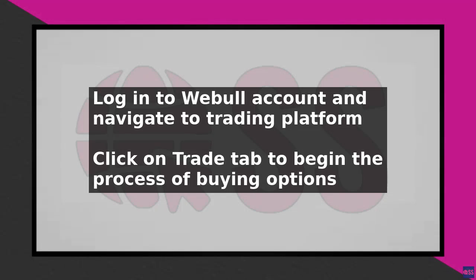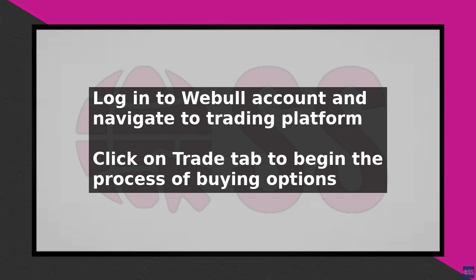To buy options on Webull desktop, start by logging in to your Webull account and navigating to the trading platform. Once logged in, you will see a dashboard with various menus and tabs. Click on the Trade tab to begin the process of buying options.